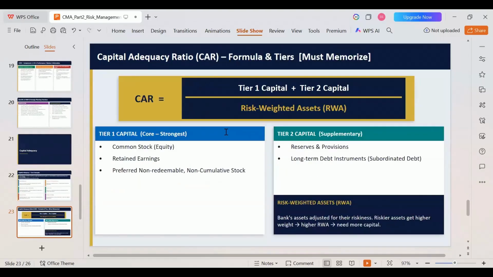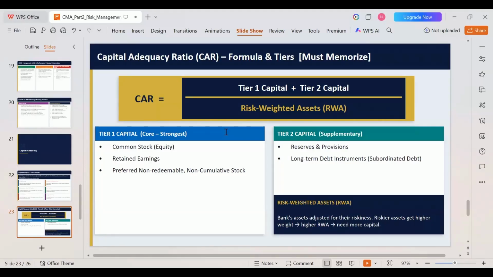Okay, now we have something called CAR, capital adequacy ratio. So what is this capital adequacy ratio? Tier 1 capital plus Tier 2 capital divided by risk weighted assets. So what is this Tier 1 capital, Tier 2 capital? Tier 1 capital is the core capital for the bank. So where do they get this core capital? It is from common stocks and through the investments from the general public. There are some people who invest in government securities. So they will be getting their capital from that.